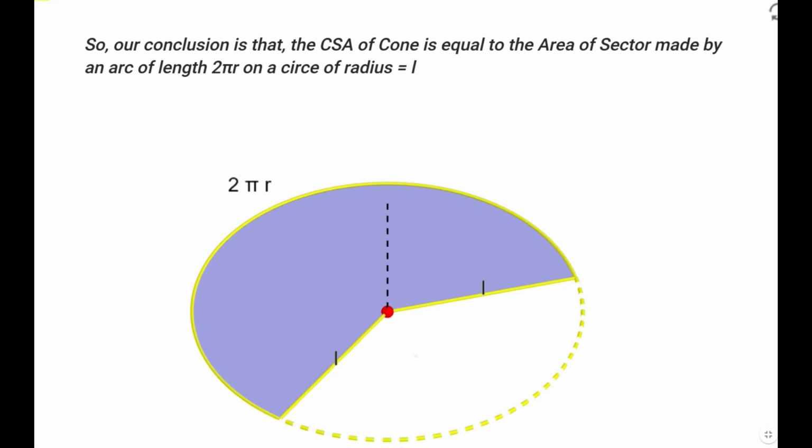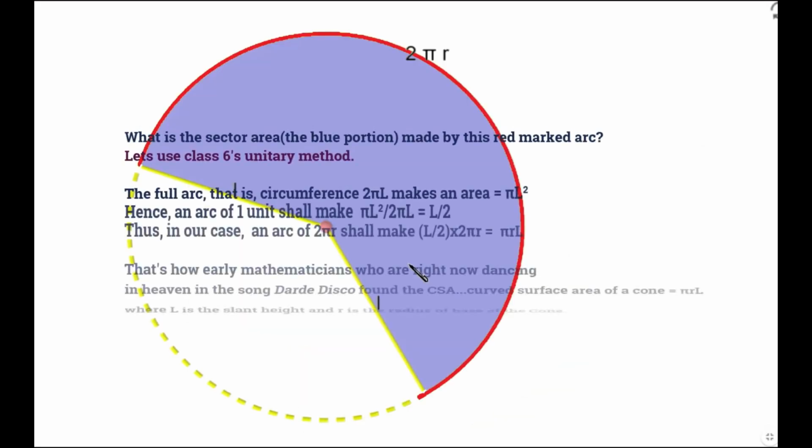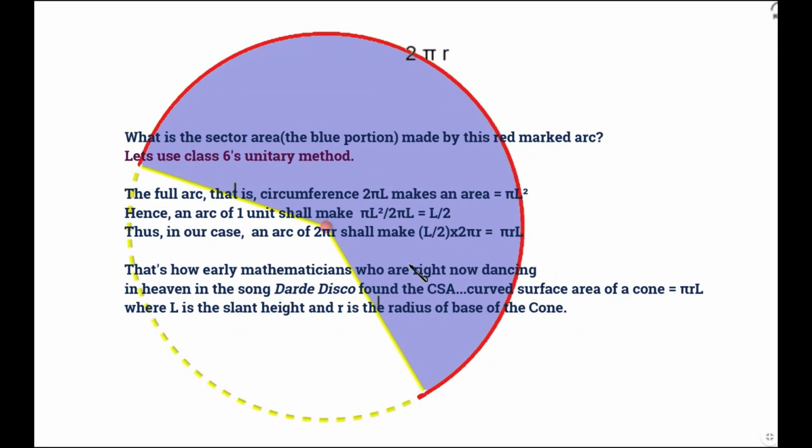So how do we find the area now? We are going to use the unitary method to find the area of the sector, the blue portion, made by this red marked arc. Let's use our class 6 principle of unitary method. The full arc, the total circumference, is 2 pi l, as we have already seen, and that makes the area of the circle, which is pi l square, because the radius is l here, right?